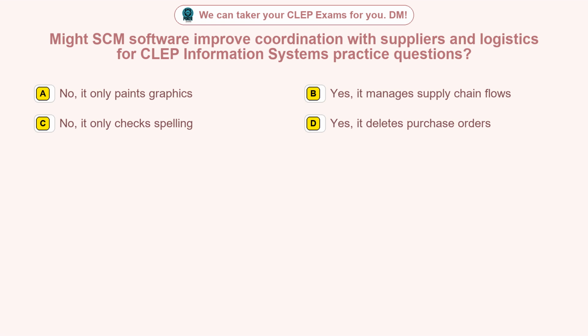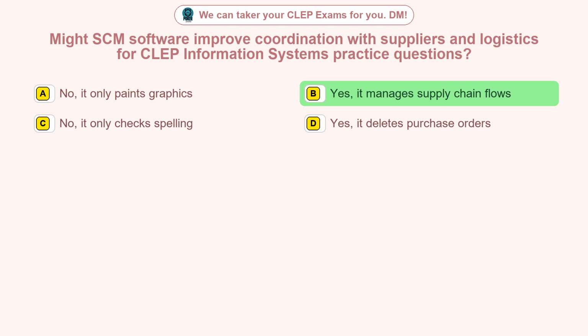Might SCM software improve coordination with suppliers and logistics for CLEP Information Systems practice questions? Option A. No, it only paints graphics. Option B. Yes, it manages supply chain flows. Option C. No, it only checks spelling. Option D. Yes, it deletes purchase orders.